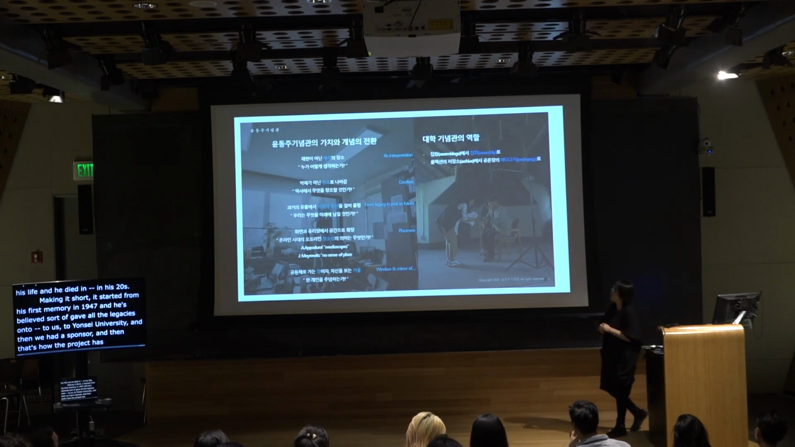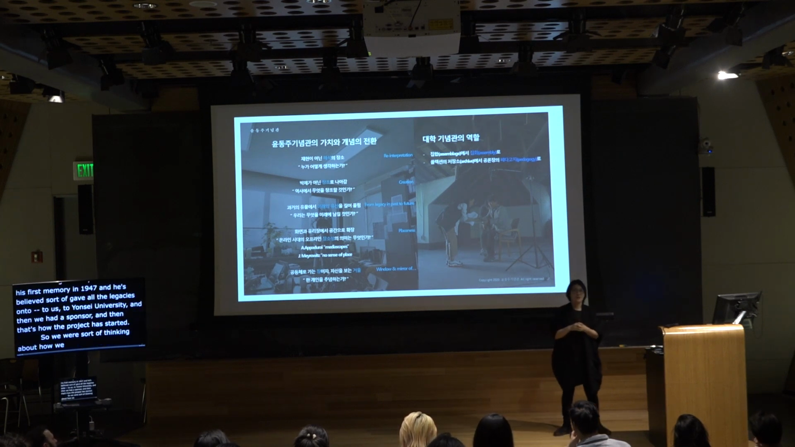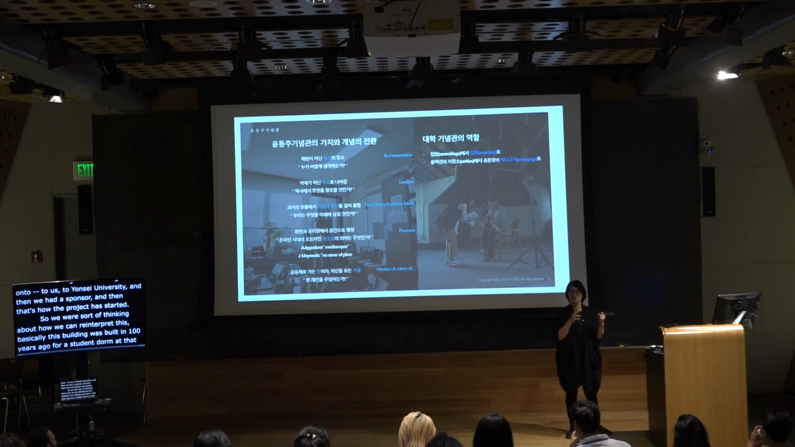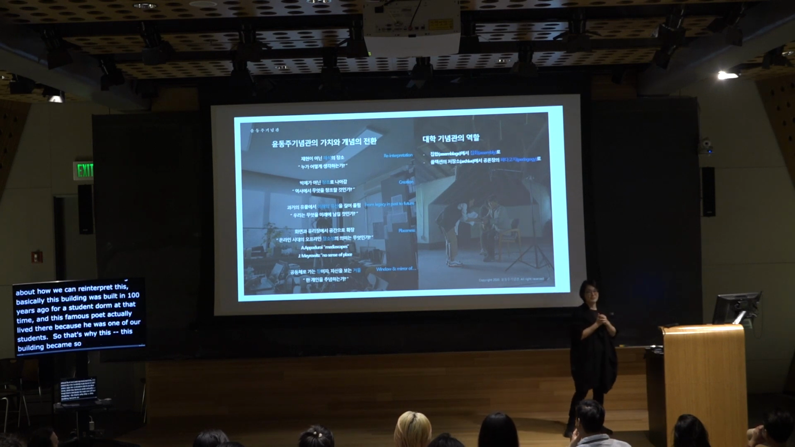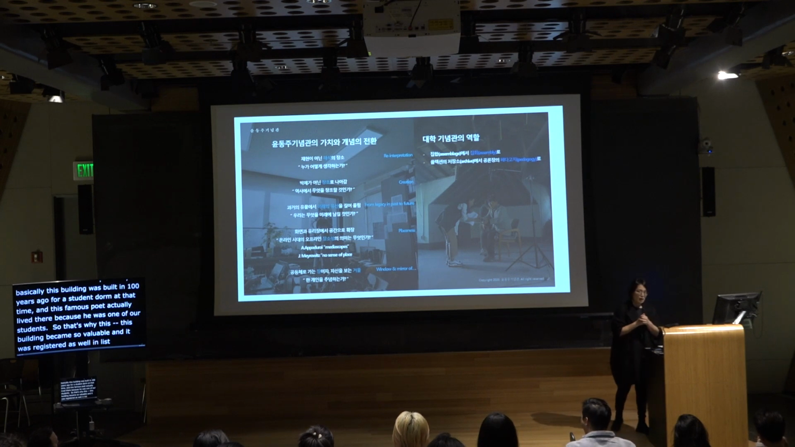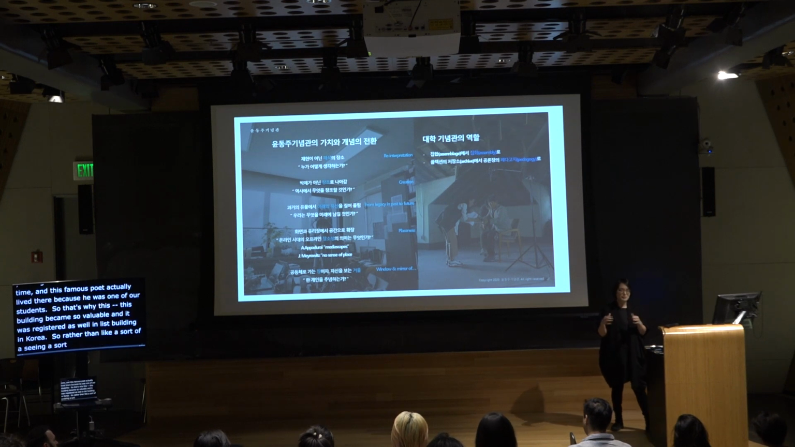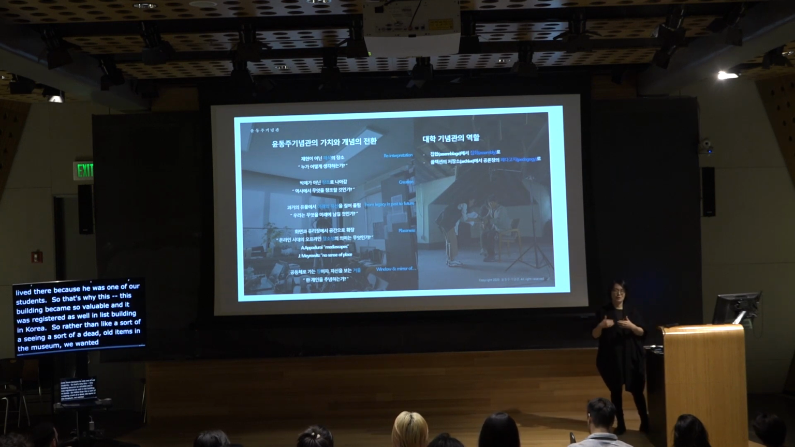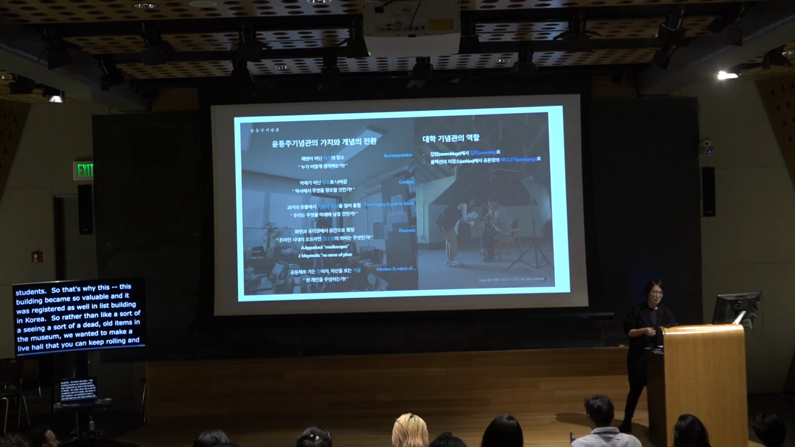So we were thinking about how we can reinterpret this. Basically, this building was built 100 years ago as a student dorm at that time. And this famous poet, Yundongju, actually lived there because he was one of our students. That's why this building became so valuable, and it was registered as a listed building in Korea. So rather than seeing dead old items in a museum, we wanted to make a live memorial hall that can keep rolling and wheeling the conversations about the poet and literacy.